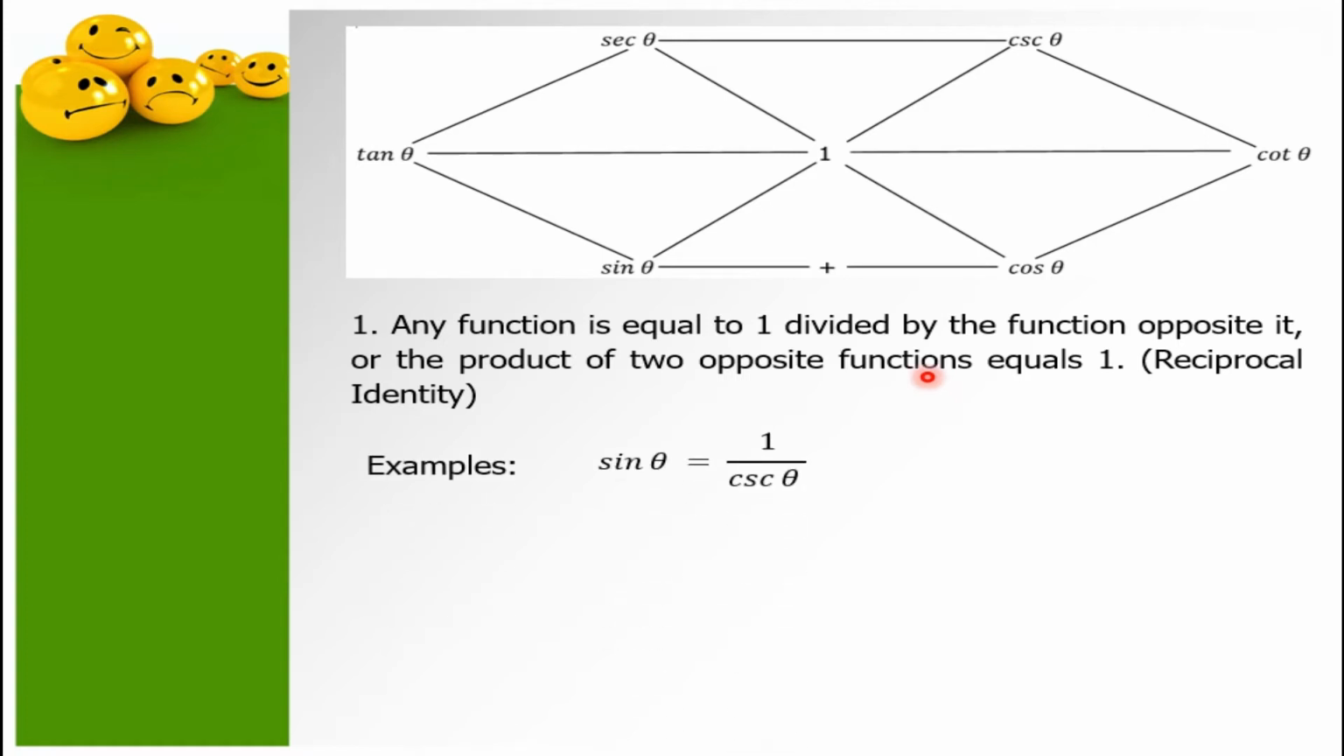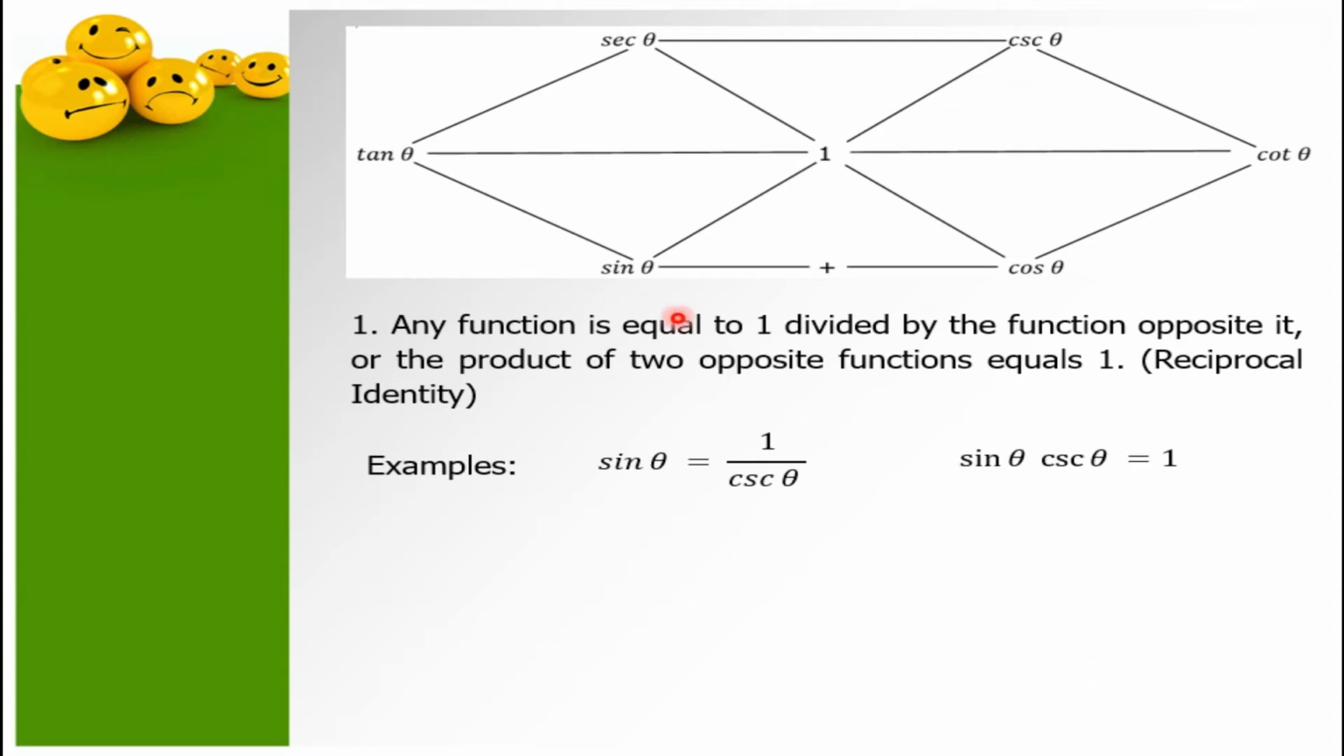For example, if you're going to take sine theta, the function opposite sine theta is cosecant theta. In other words, if we're going to use the statement any function is equal to 1 divided by the function opposite it, so ibig sabihin, if the opposite function of sine theta is cosecant theta, we can say that sine theta is equal to 1 over cosecant theta, or the product of two opposite functions equals 1, or we can say that sine theta times cosecant theta equals 1.